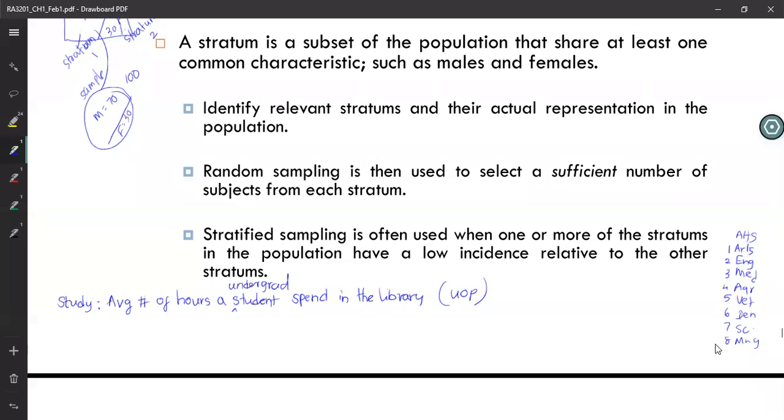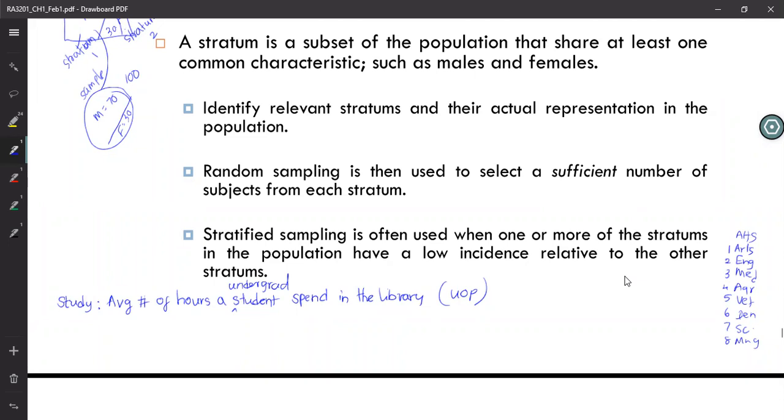And then you make sure you look at the proportion of students currently in the population of University of Peradeniya students. What is the proportion of engineering students at a certain time? What is the proportion of medical students at a time? What is the proportion of AHS students, right? So according to that proportion, your sample should also contain that proportion of AHS students, that proportion of medical students, that proportion of engineering students, okay?